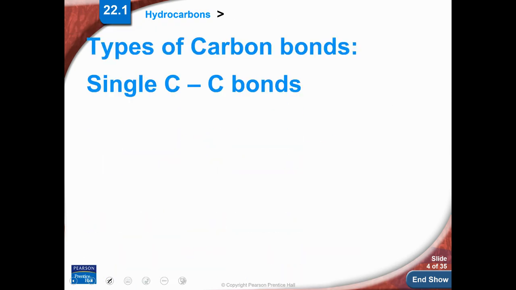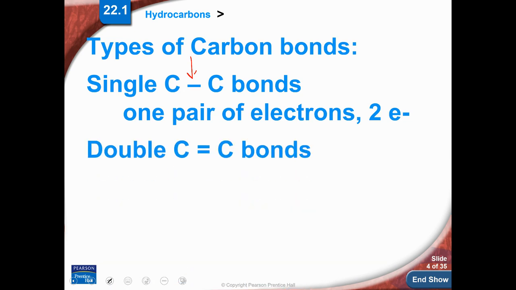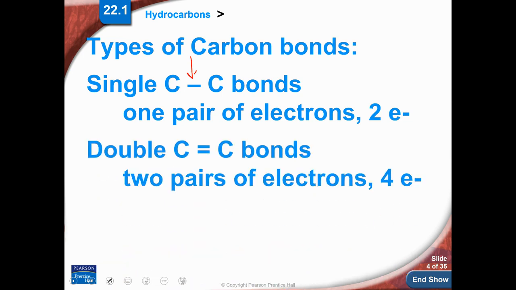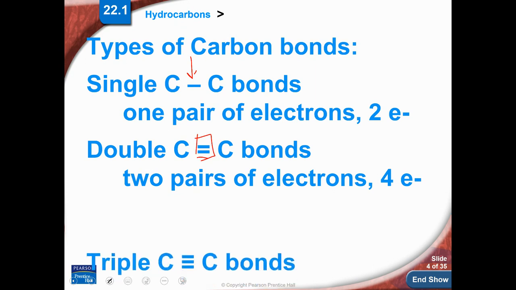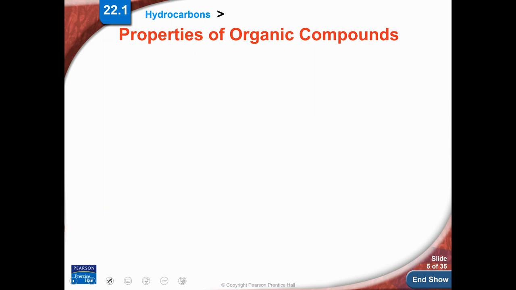All right, so types of carbon bonds. We've got our carbon-carbon bond, right? That's a single bond, right? That's 1 pair, indicating 1 pair of electrons. We have a carbon-carbon double bond, and that's 2 pairs of electrons, right? 2 lines is 2 pairs, 4 electrons. And we also have a carbon-carbon triple bond, right, which is 3 pairs or 6 electrons.